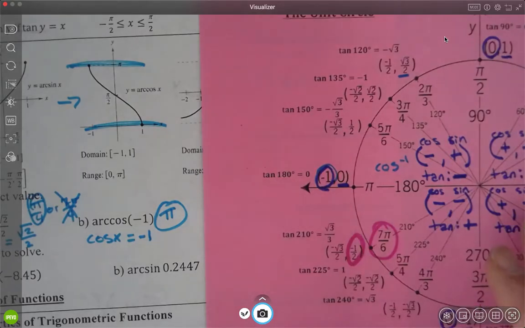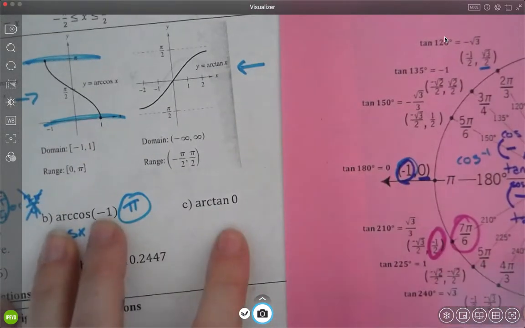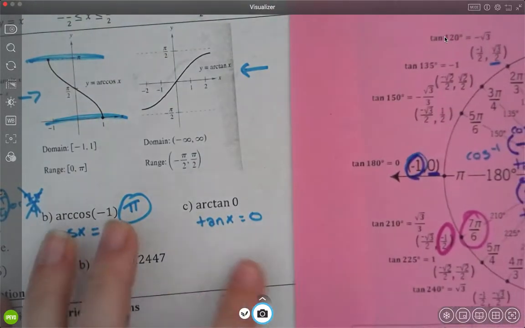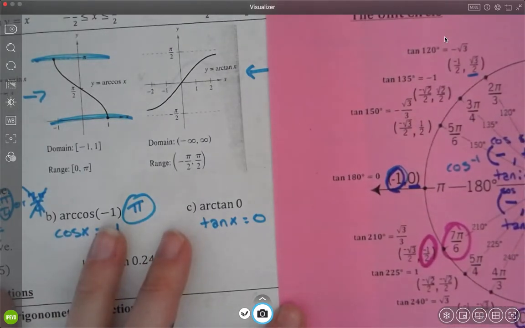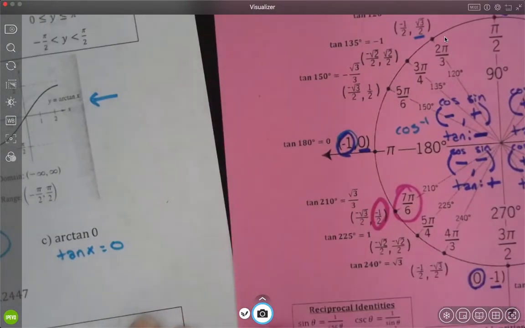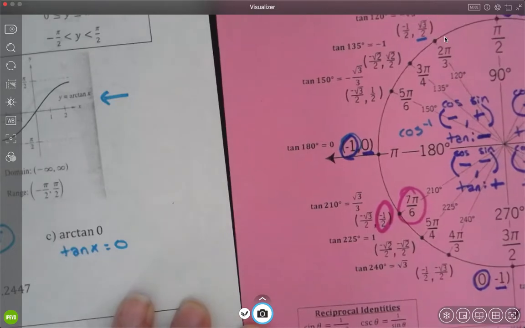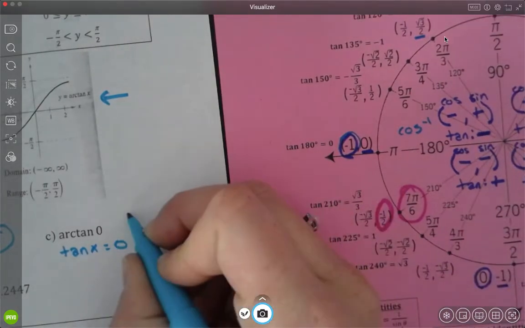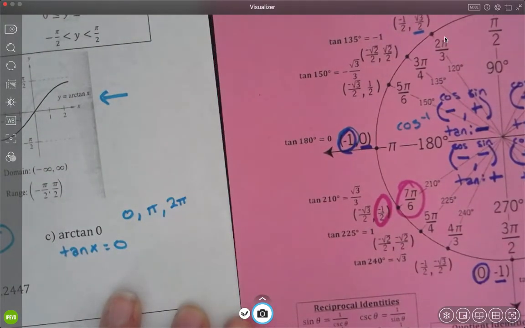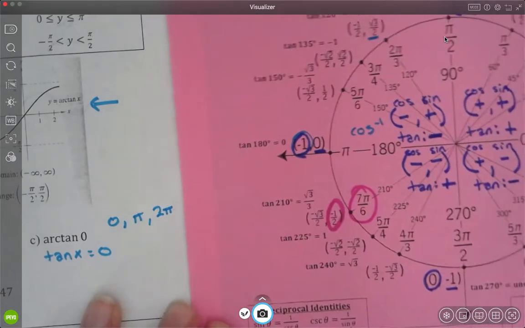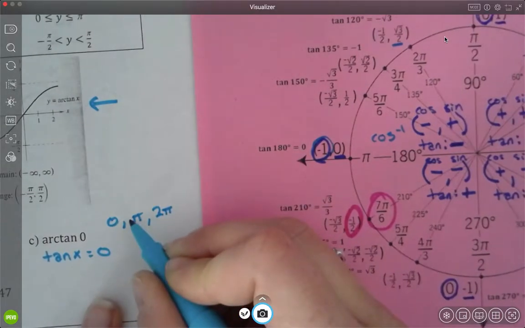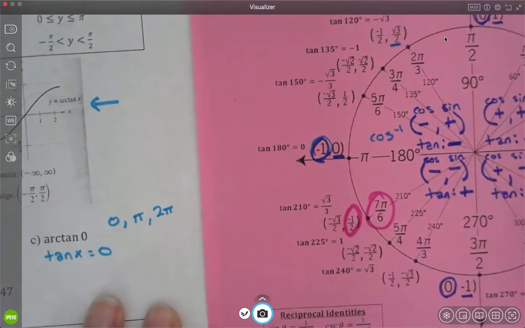Next, arctangent of 0. So I want to know where tangent equals 0. There's two places where tangent is 0. Oh, shoot. 0, pi, and 2 pi, right? But which one do we put? Let's think about this. Why do you put 0 and 2 pi? Because 0 and 2 pi are the same thing, so we have to determine which one we put.